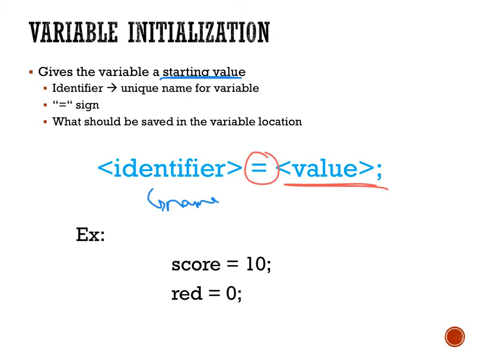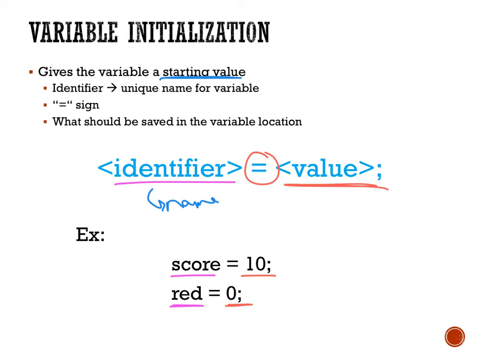So what you'll notice here is that I have score. Score is my identifier. Score is the name of my variable. And what I am doing is assigning score a value of 10. So in the location that is named score in computer memory, I now have stored the number 10. Now if we look down at the second one, red is a different variable name, a different location in memory, and in that location in memory, I have saved the value of 0.